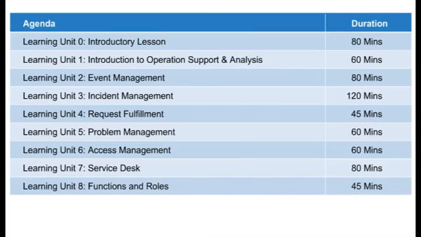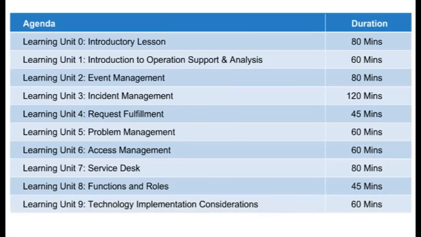Learning Unit 8 is all about functions and roles. This unit discusses various OSA functions, which are technical management, IT operations management, and applications management. It also includes design strategy, objectives, components, activities, roles and operation, including its organizational structure, and interfaces with other processes. The roles within each OSA process and generic roles are also part of this learning unit.